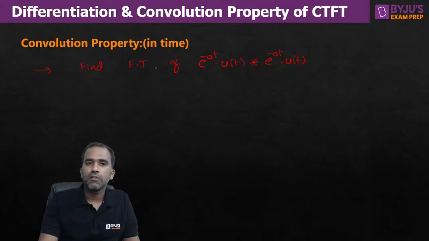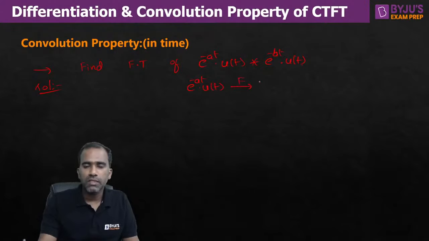Look at this one. Find the Fourier transform of e^(-at) u(t) convolved with e^(-bt) u(t). First, let us take the individual signals. This is x1(t), this is x2(t). Whatever two signals are involved in the convolution, first take those signals and write their Fourier transforms. 1 by a plus j omega.